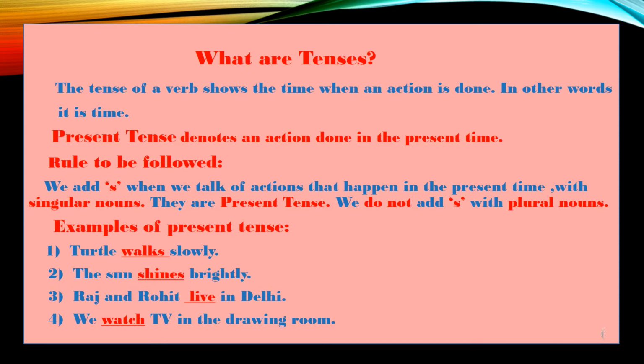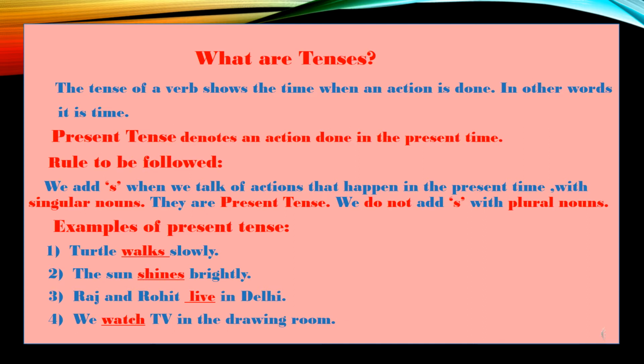Look at the first example, children. Turtle walks slowly. Now here, turtle is a noun and it is a singular noun, means I am talking of one turtle. Walks slowly. Walk is a verb or an action word and I have added s to it. So it becomes turtle walks slowly. So when you add s to the verb, it shows that the action is present tense. Turtle always walks slowly. Whenever you see a turtle, you will see it walking very slowly.